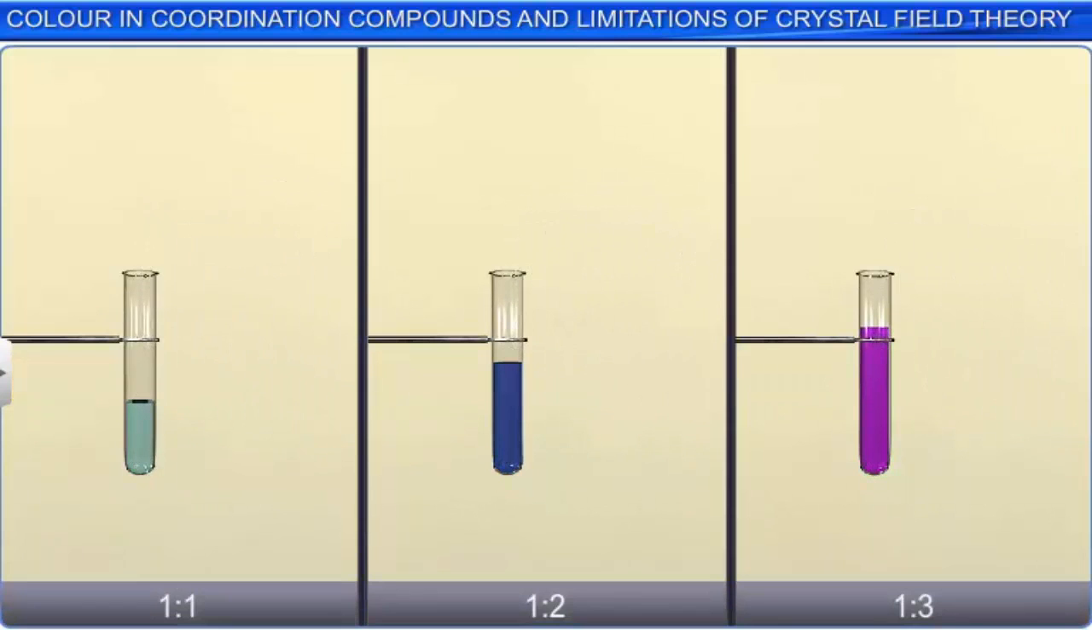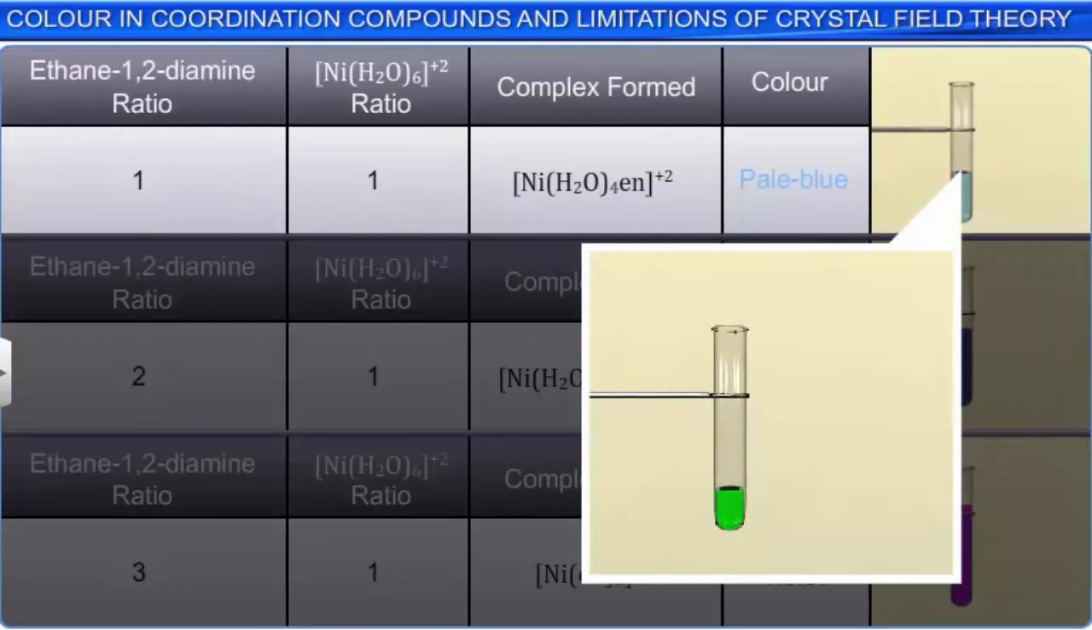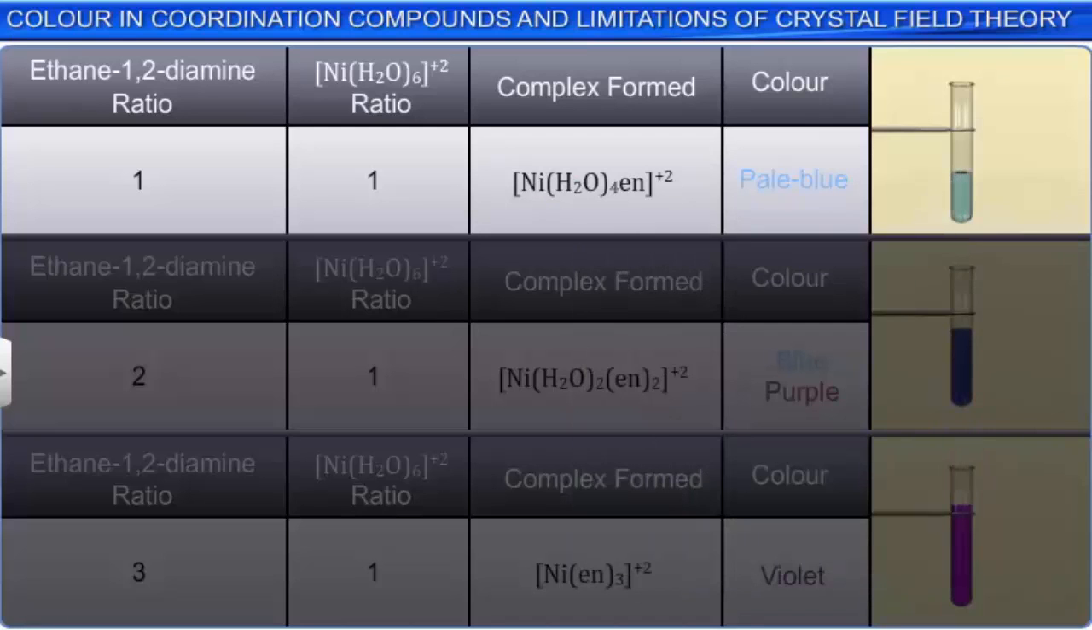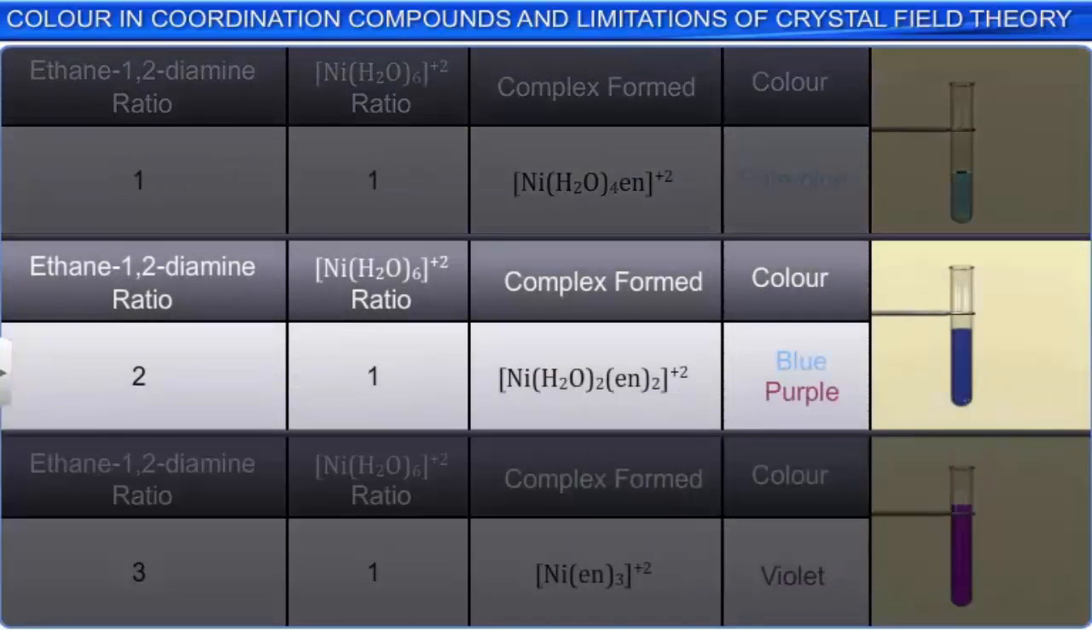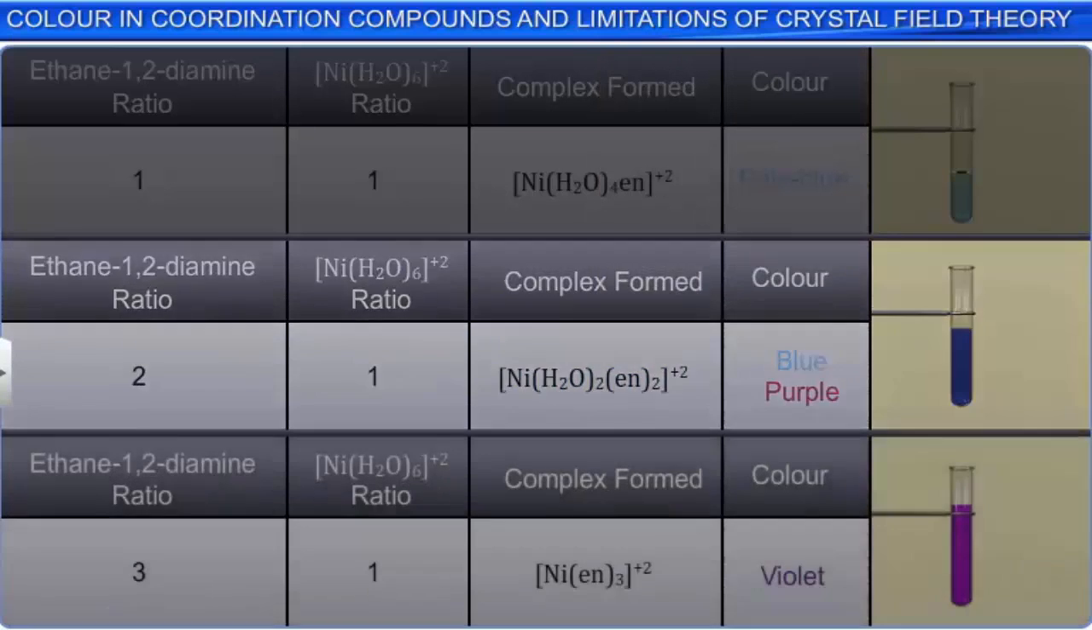When the addition of ethane-1,2-diamine to the complex is in the molar ratio of 1:1, a pale blue-colored complex of tetraaqua ethane-1,2-diamine nickel 2+ is formed. When the addition is in the ratio of 2:1, a blue or purple-colored diaqua bis(ethane-1,2-diamine) nickel 2+ is formed. Addition in the ratio of 3:1 results in a violet-colored tris(ethane-1,2-diamine) nickel 2+ complex.